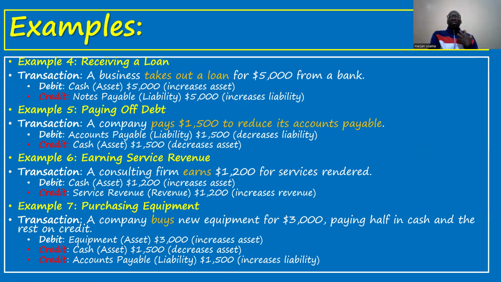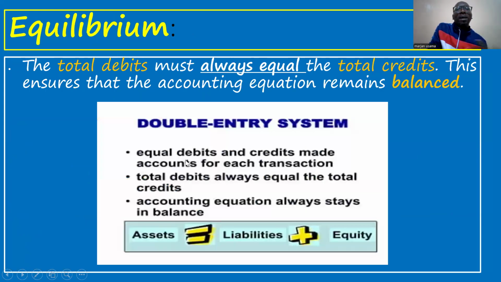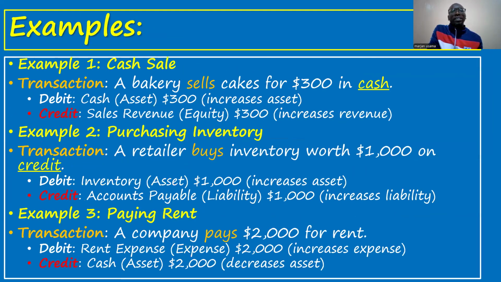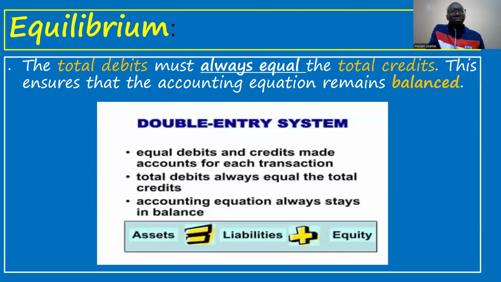When you receive a loan, when you're paying a loan, when you earn a service revenue, when you're purchasing equipment, how do you record it? When you're buying office supplies, when you're receiving money for services, when you're taking a loan, what normally happens? So these are just examples. During your free time, you can pass through these examples and see how we record the transaction in the ledger book using the double entry system.